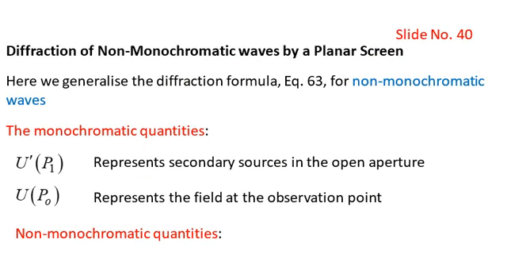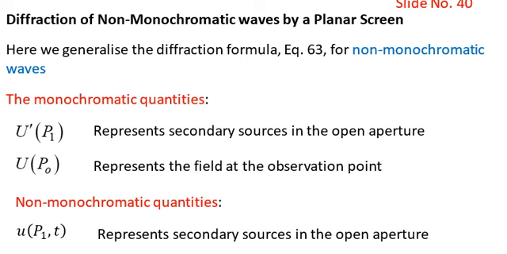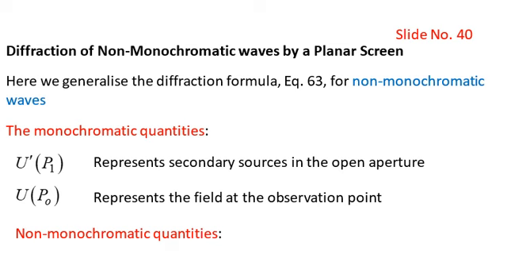Diffraction of non-monochromatic waves by a planar screen. Before, we have been discussing the diffraction of monochromatic waves by a planar screen, and we wanted to find the field at an observation point P naught lying on the right side of the aperture. Now we want to carry out a similar analysis but with non-monochromatic plane waves.